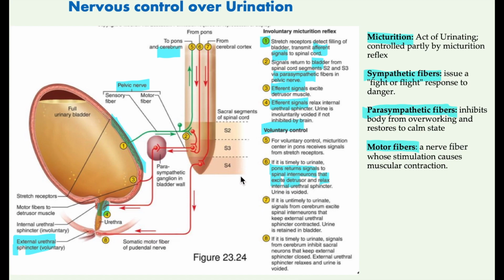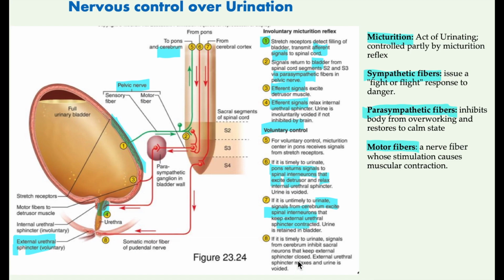Now, if the brain centers say no, it's not time for urination, then the cerebrum excites the spinal interneurons that keep the external urethral sphincter contracted. This is what we do when, let's say, we're at a conference and it's not timely to use the restroom. This is when we hold the external urethral sphincter. This causes a buildup or contraction of the detrusor, which raises pressure in the bladder, which equates to more excitation of the stretch receptors, which increases the urge to use the restroom.